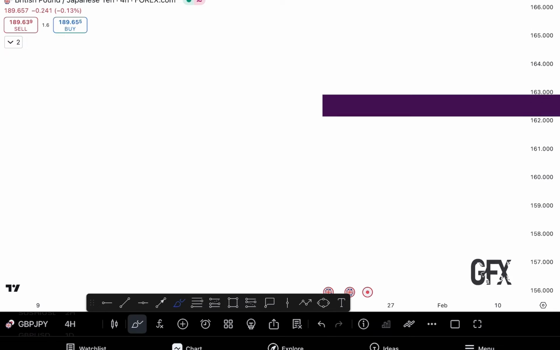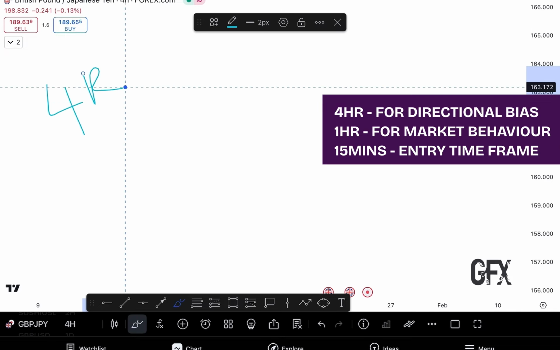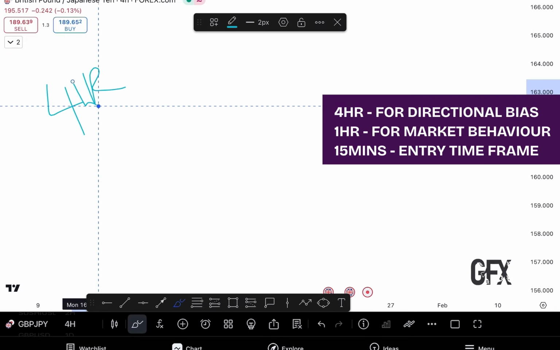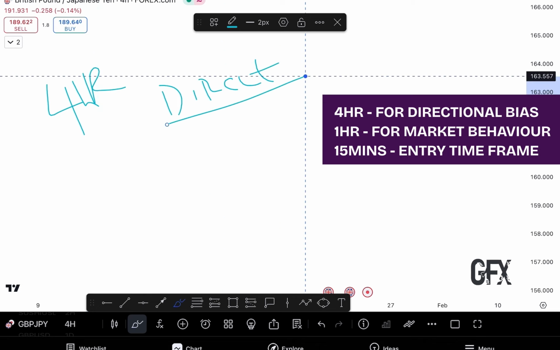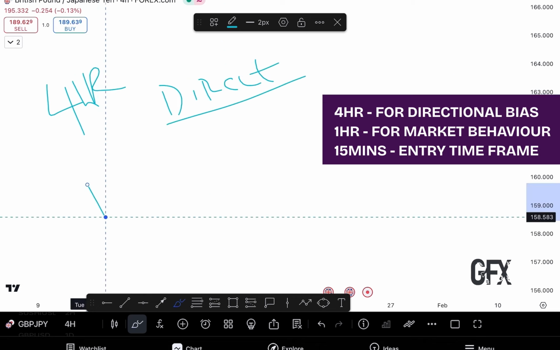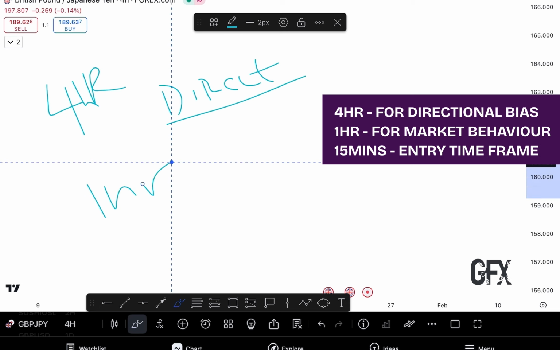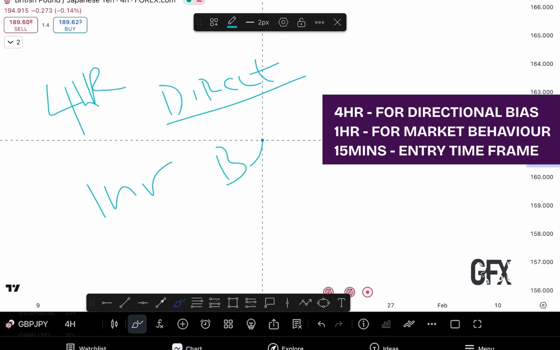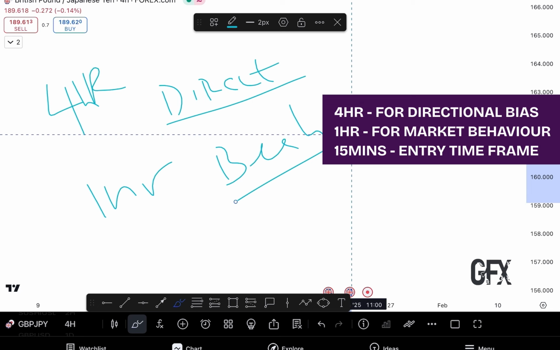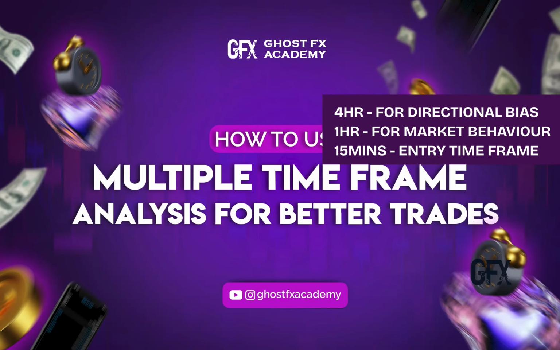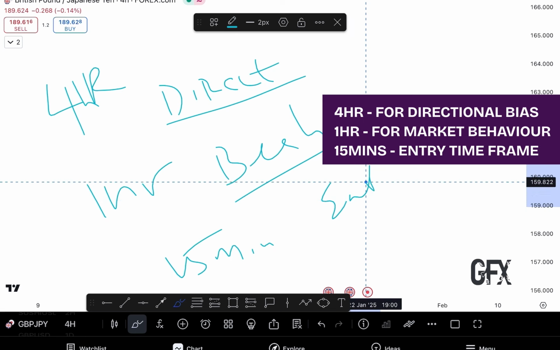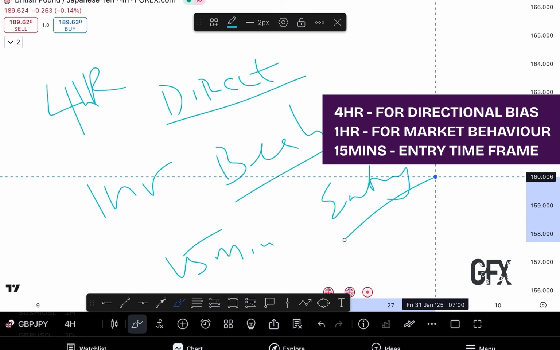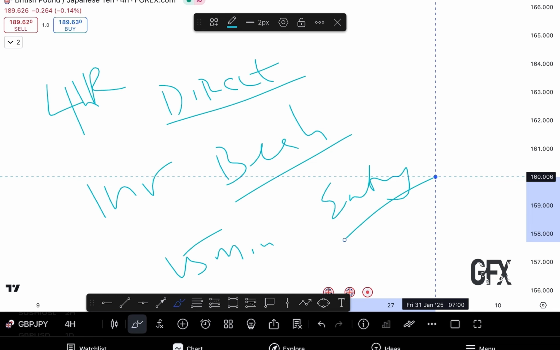4-hour time frame or daily time frame, depending, is used for direction. So then 1 hour or 2 hour, depending, is used for behavior. Then 15 minutes is used for entry. You understand? So let's dive right into the chart and see how we can get something off this.